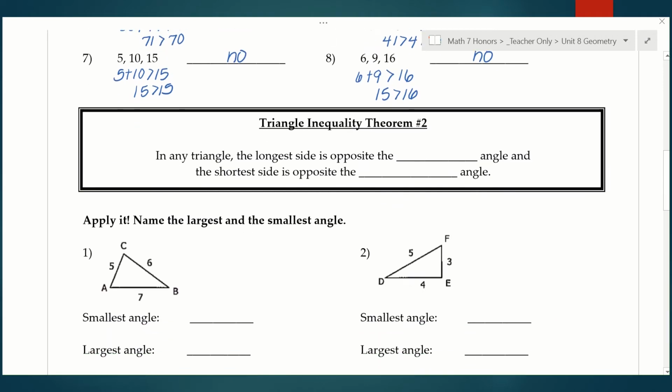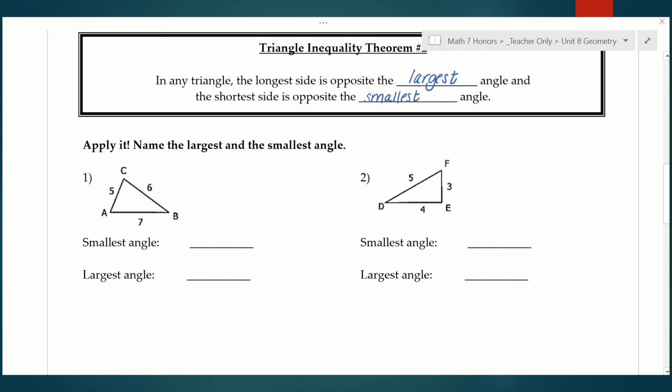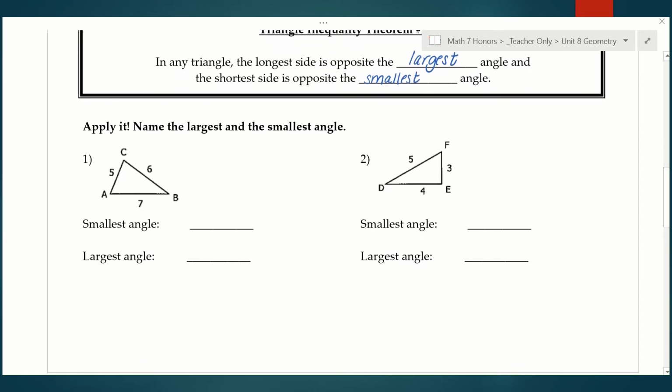The second one talks about how the sides and angles are related. Okay, so in any triangle, the longest side is always going to be opposite the largest angle. And the shortest side will always be opposite the smallest angle. Okay, so I'll show you what I mean by opposite. So it says to name the largest and the smallest angle.